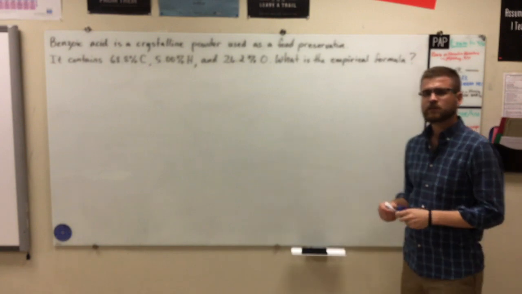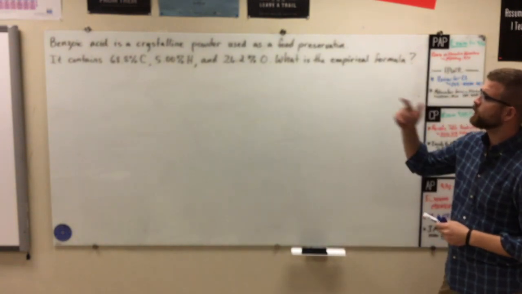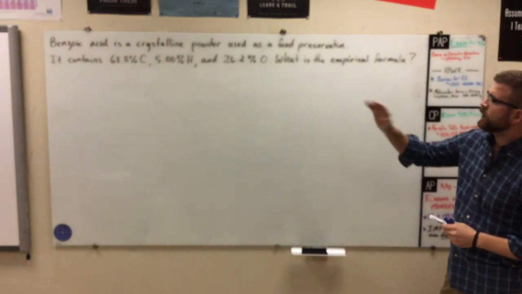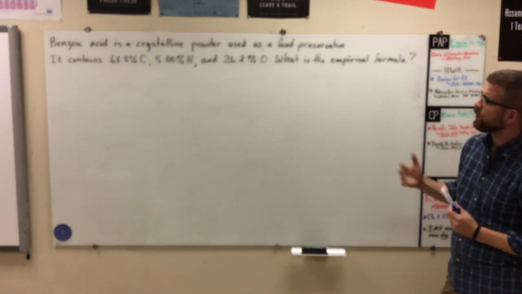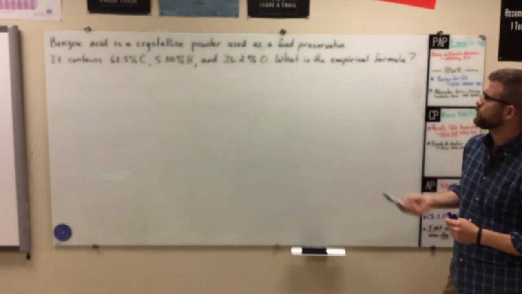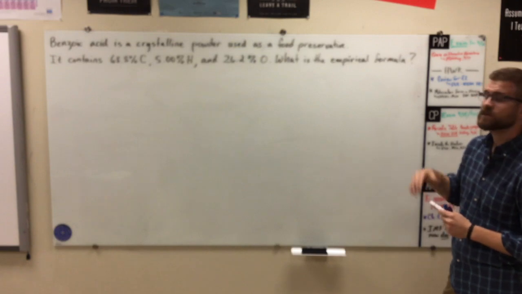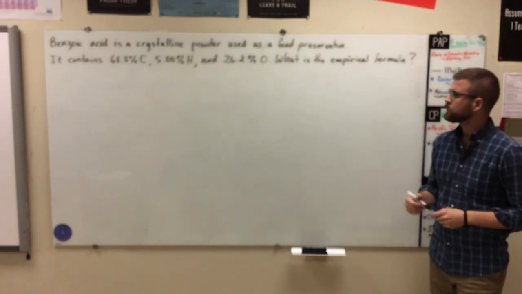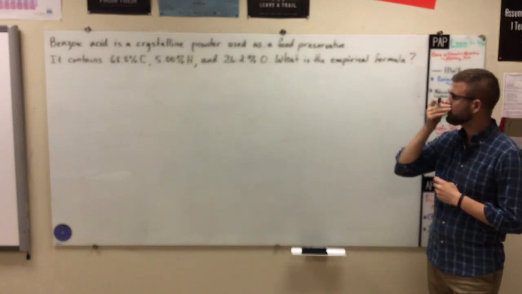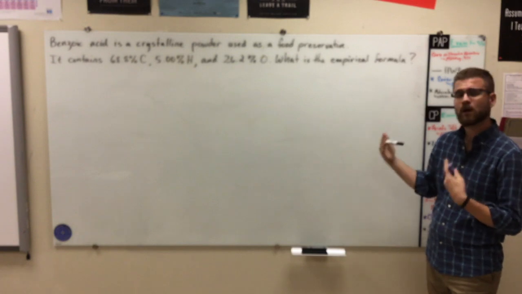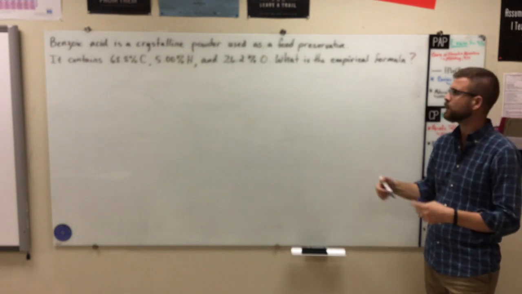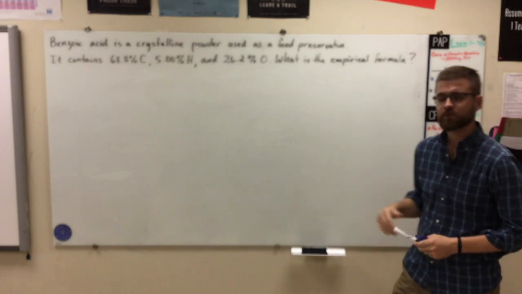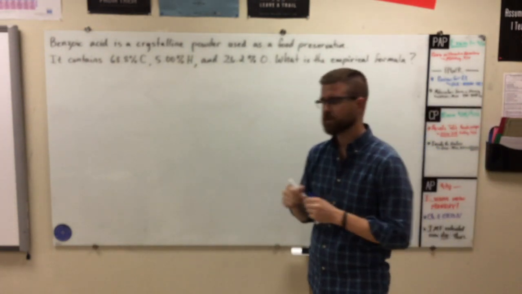Right, students, so in this problem, benzoic acid is a crystalline powder. It contains 68.8% carbon, 5% hydrogen, and 26.2% oxygen. What is the empirical formula? So what we have to do here is figure out how many carbons, how many hydrogens, and how many oxygens are going to be in this compound. To do that, when we're starting from percent, I always start with what you're given.